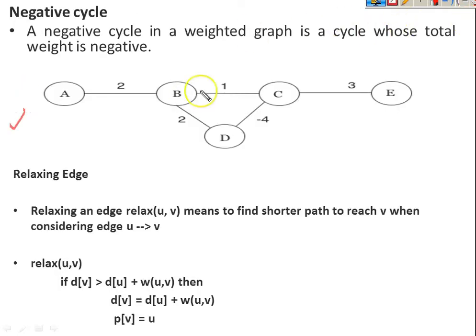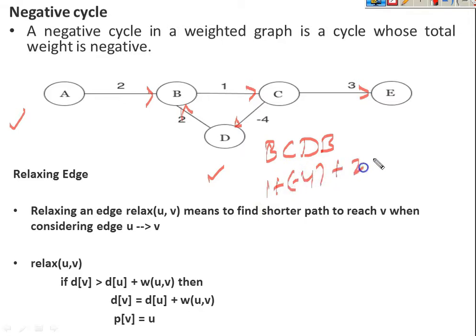So we can see here this is one graph given to us and we need to find out whether a negative cycle is present in this graph or not. Let us suppose this is a directed graph and we are making one cycle in this graph. You can see this path B, C, D, B is a cycle present here. And if we add all the edges in this cycle, we get 1 plus minus 4 plus 2, that is equal to minus 1. Again, this is a negative value coming, which means a negative cycle is there.